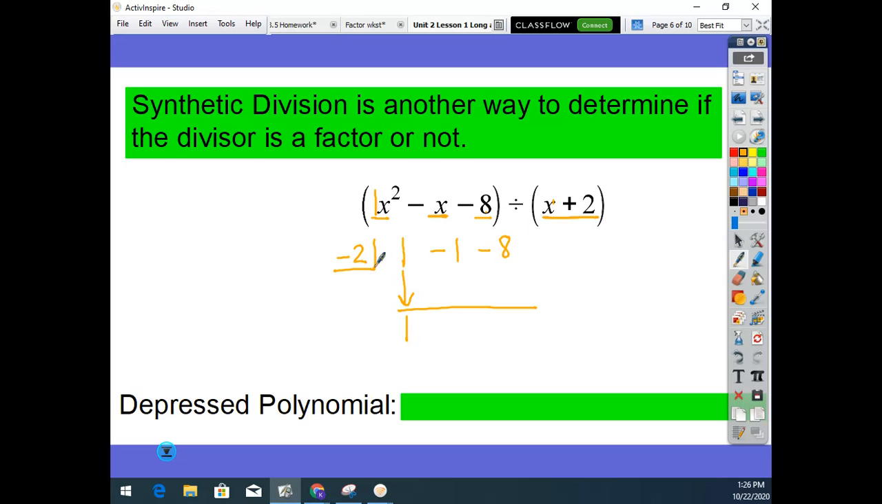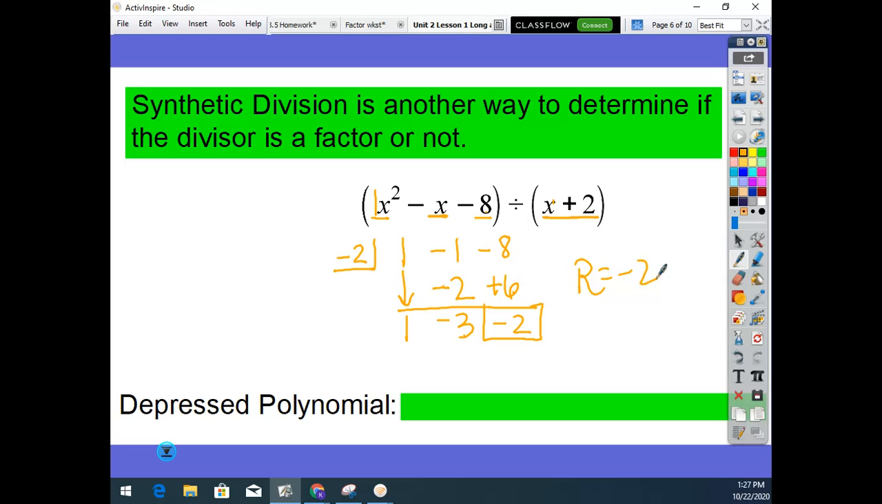Then take the corner number, multiply it times the number on the bottom, write it above the line. Add the columns together. -1 plus -2 is -3. Repeat the process. -2 times -3 is +6. -8 plus +6 is -2. Always put this last number in a box. That's your remainder. This is division, just like long division, but it's a different way to do it. And it's a whole lot easier.